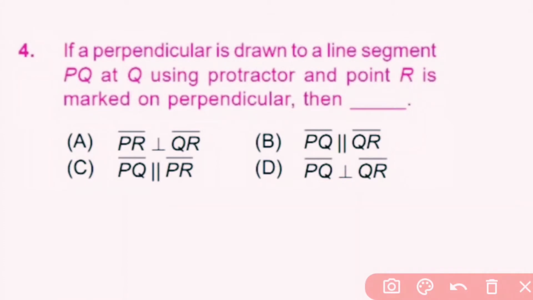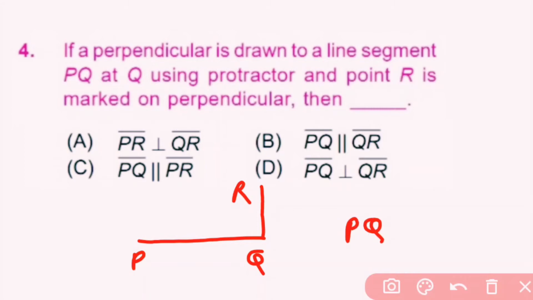Question number 4. If a perpendicular is drawn to a line segment PQ at Q using a protractor and point R is marked on perpendicular, then dash. Here given line segment is PQ and perpendicular drawn on point Q and this is R. So it is written as PQ perpendicular to QR and these are line segment. So here D is correct answer.